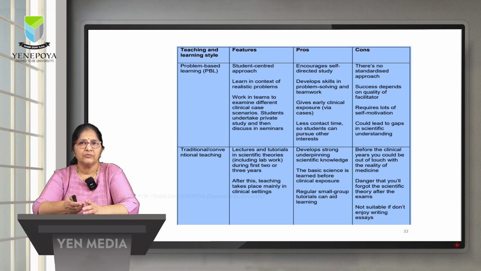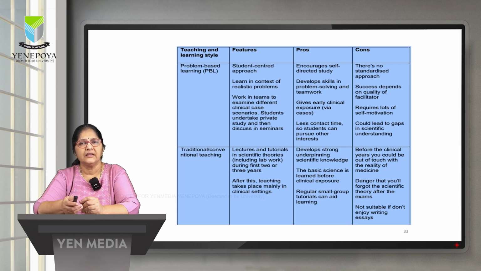So to briefly summarize the teaching styles and the pros and cons. In the traditional teaching, it's lectures and tutorials, whereas in PBL it is a student centered approach. The students work in teams on different case scenarios, and they undertake some of their own study and then again discuss back in the seminars. Whereas in the traditional teaching, they learn only what has been taught to them, or the teacher tells, okay, this is important, you learn this, and next day they may come and answer a few things.